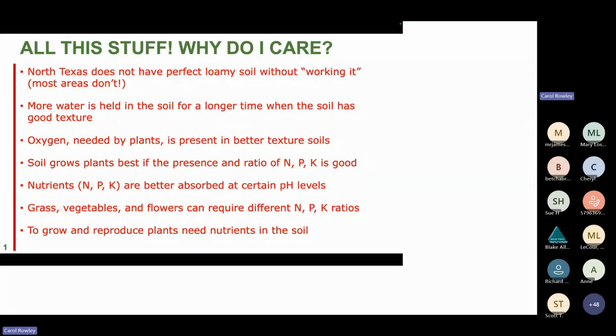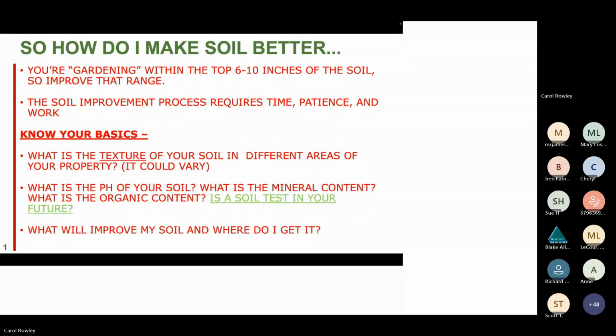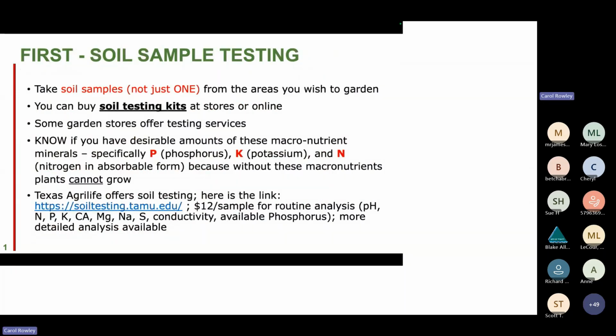So how do we get this soil? You're gardening within the top 6 to 10 inches, so that's what you want to worry about. You want to know what your soil is like today, and so the first thing is you get a soil test. Why a soil test? Because it's going to tell you all those things. It's going to tell you what you need. Do you need more phosphorus? Do you need more potassium? Do you need more nitrogen? Are you lacking iron? You find out these things by taking soil samples and doing soil tests.